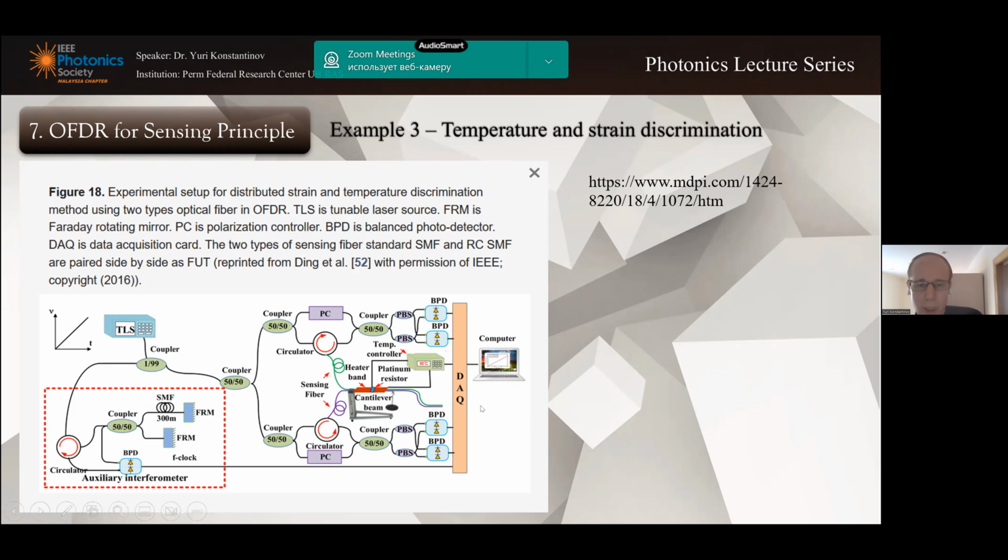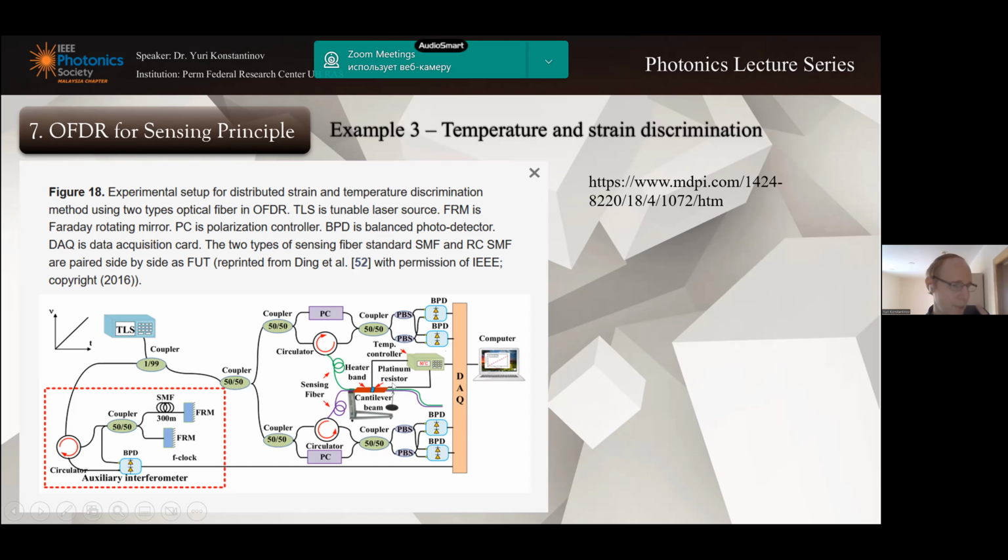In this setup, we can see that they use two different measurement arms. And they have the same tunable laser source, and they have only one auxiliary interferometer. Other components they use for both arms, and they use these two channels to extract the data.